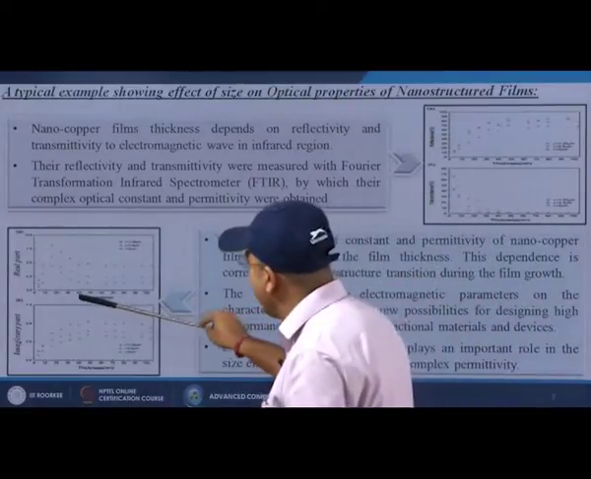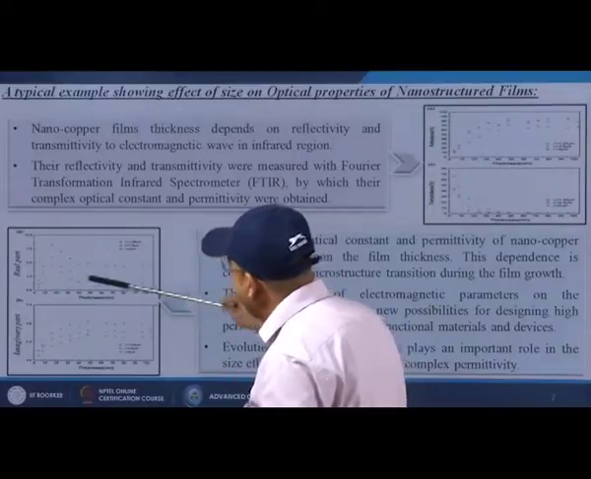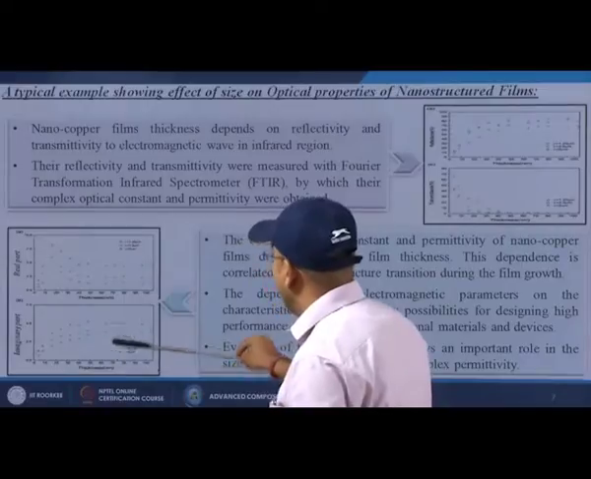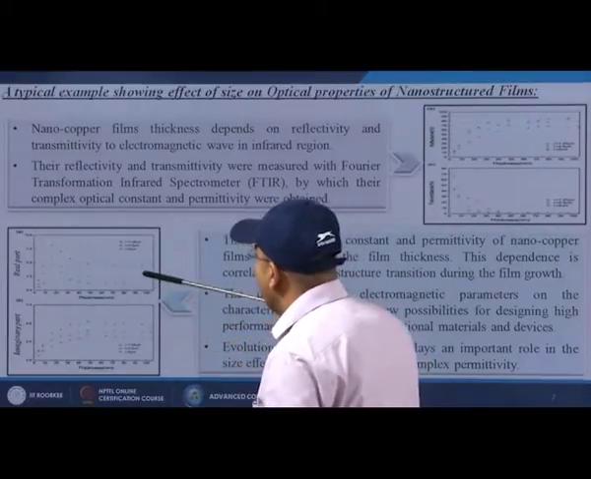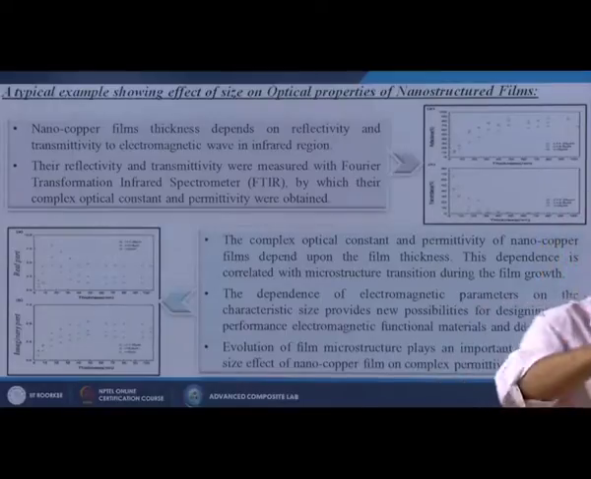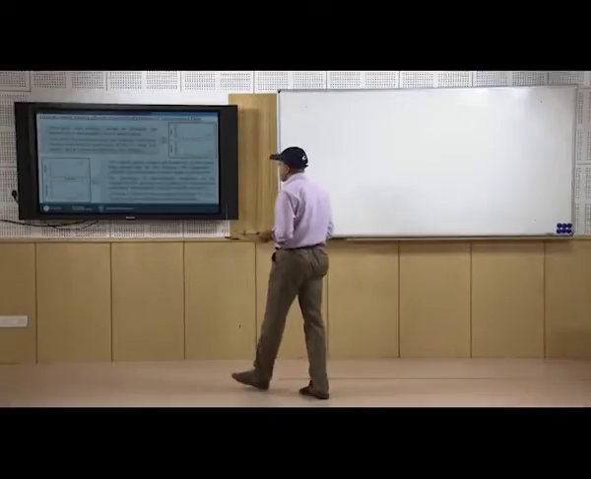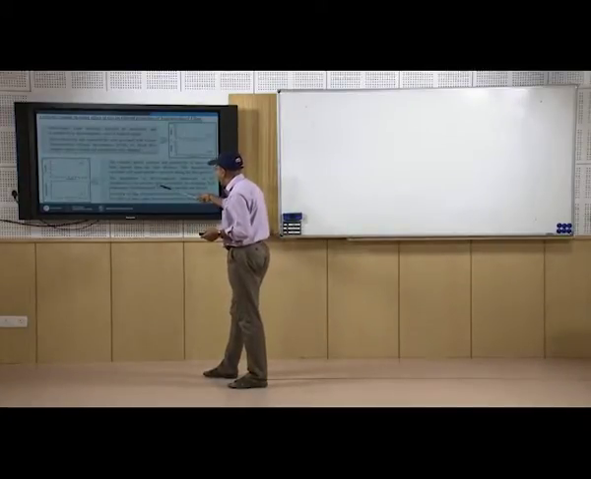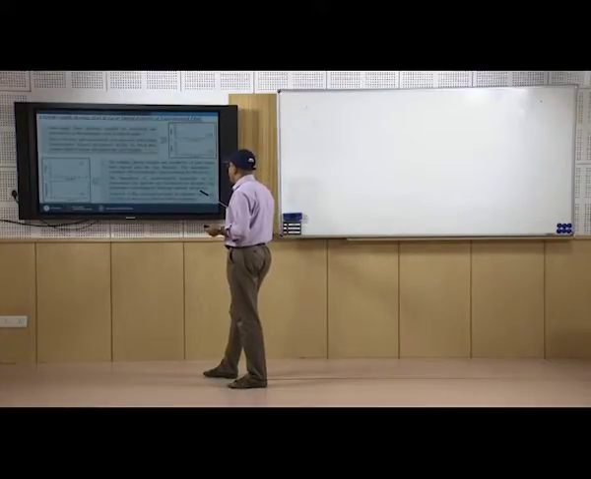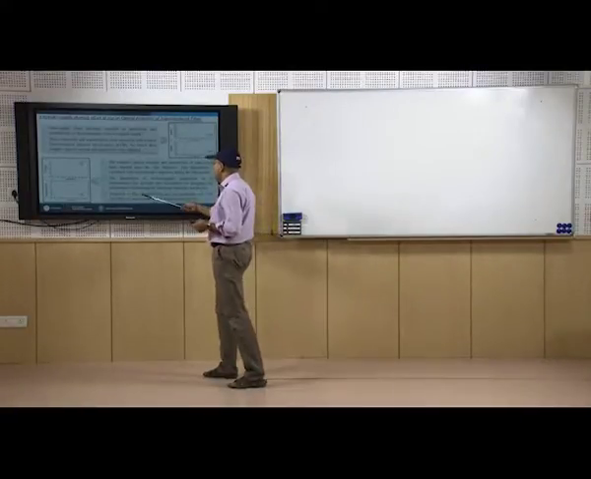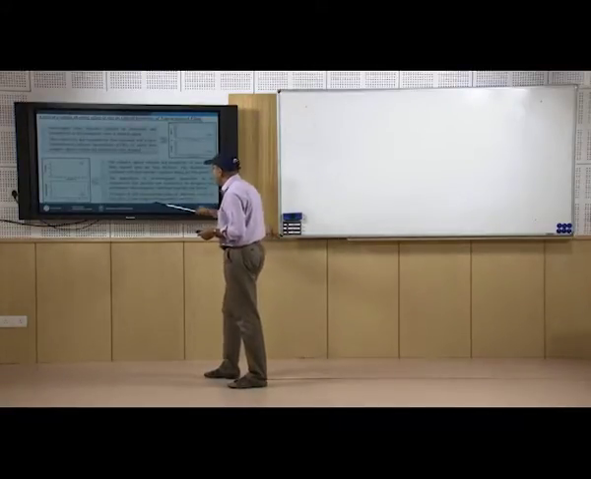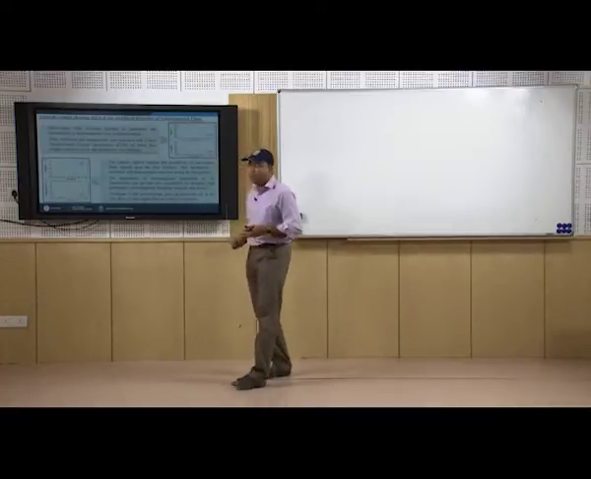So, here we are showing the thickness on the x axis and the real part and imaginary part on the y axis, which is showing how the thickness is changing and how its electrical impedance properties are going to change. The dependence of electromagnetic parameters on the characteristic size provides new possibilities for designing high performance electromagnetic functional materials and devices. Evaluation of film microstructure plays an important role in the size effect of nano copper film on complex permittivity.